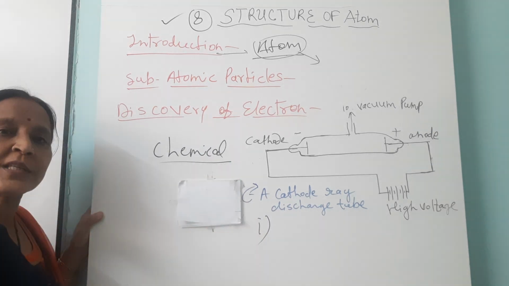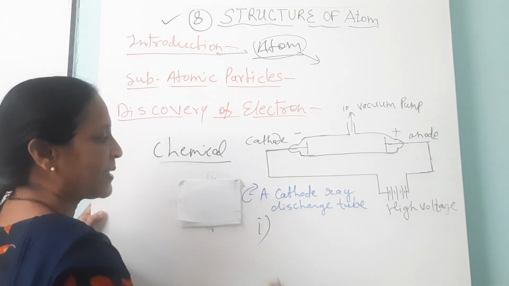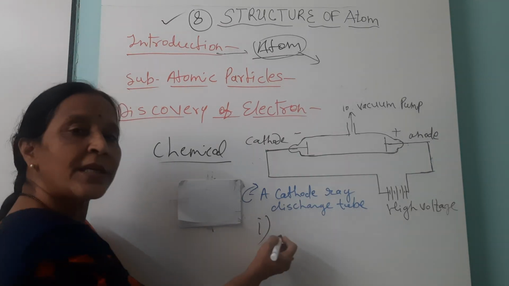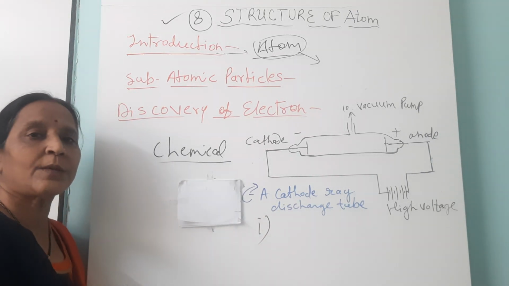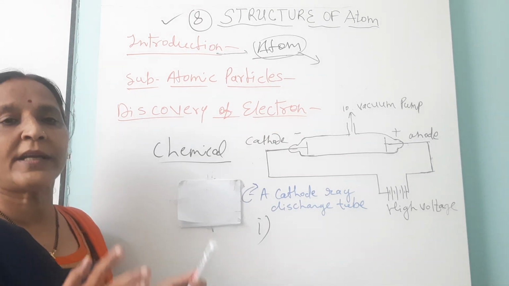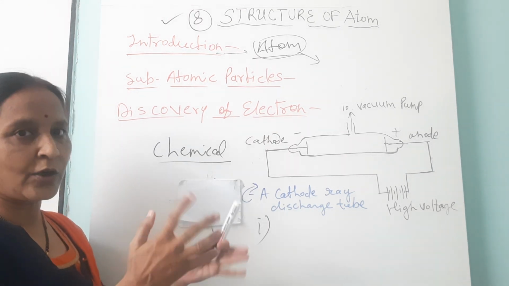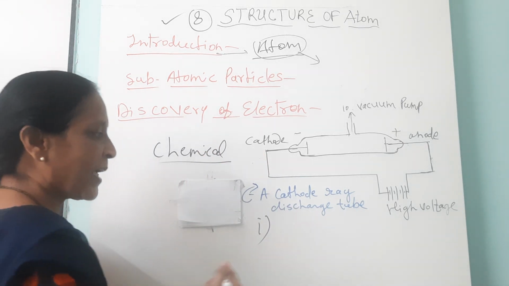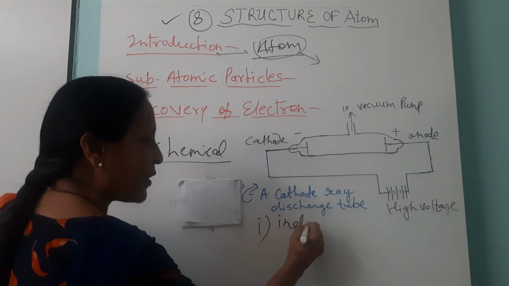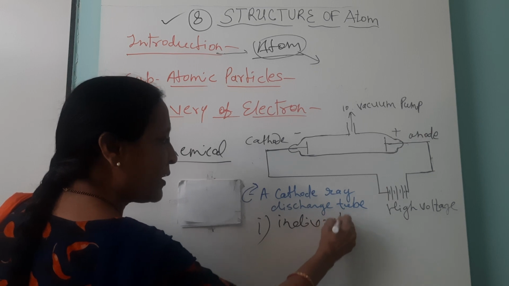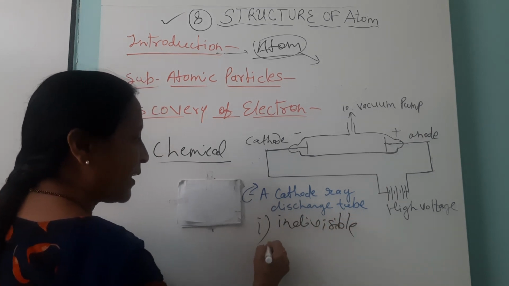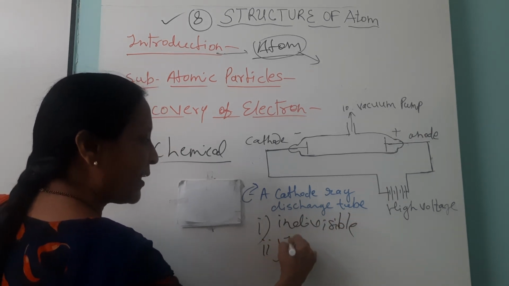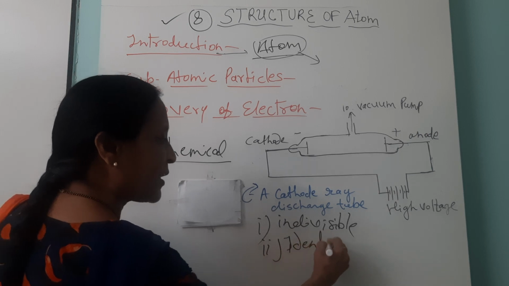According to Dalton's theory, which we studied in our first lesson, the first point is that an atom is made up of indivisible particles. Our atom is indivisible. And the second point is that atoms are identical.